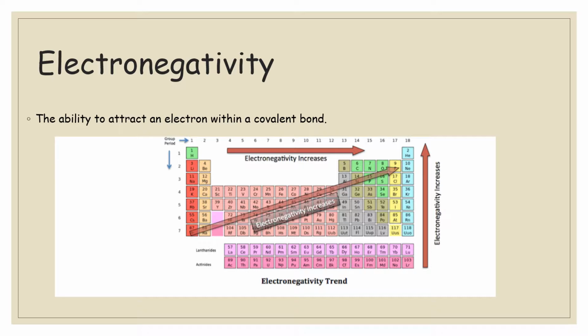So there is a general trend. As you go across the periodic table, the electronegativity increases. This is because you've increased the number of protons in the nucleus, which means you've increased the effective nuclear charge. This gives it a stronger ability to attract the electrons within a bond. As you go up the periodic table, electronegativity also increases. That's because they are smaller atoms, and smaller atoms are better able to attract the electrons within a bond.